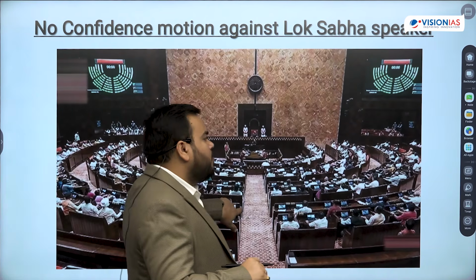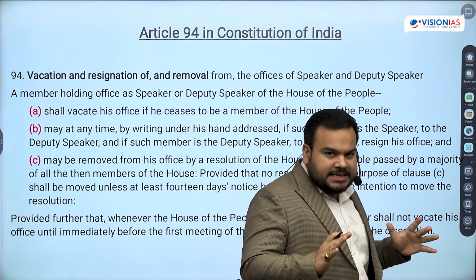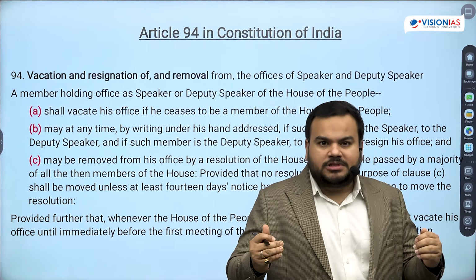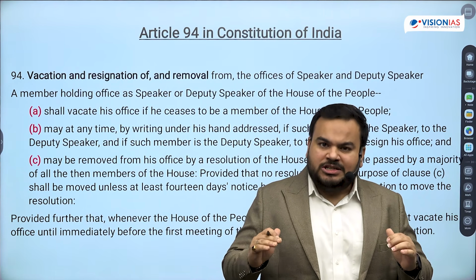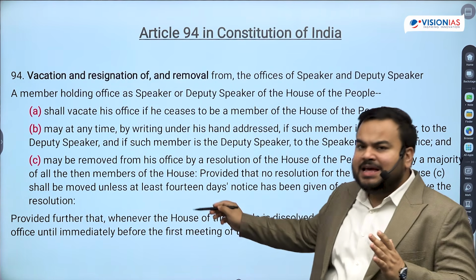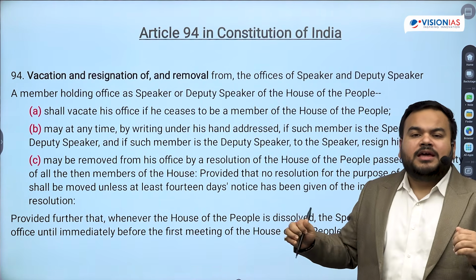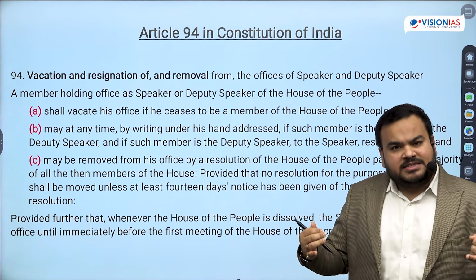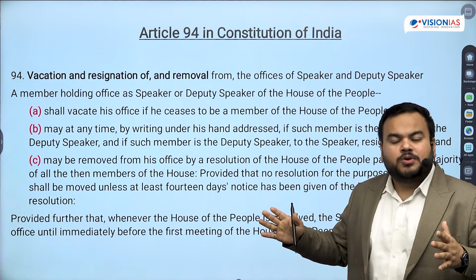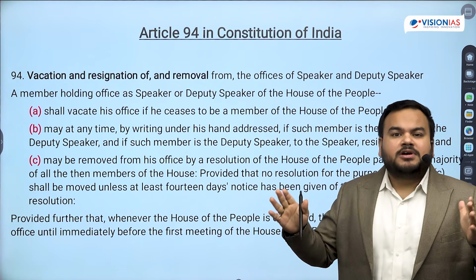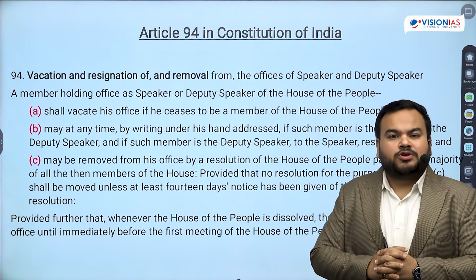So firstly, what does the Constitution tell about the removal process of the Lok Sabha Speaker? Article 94 mentions few of the conditions, that how exactly in different cases of resignation, vacation, what are the conditions which are going to be fulfilled whenever a Lok Sabha Speaker is going to be removed.